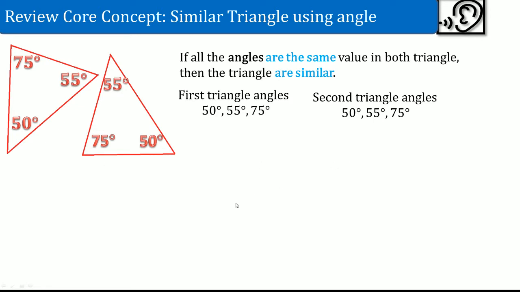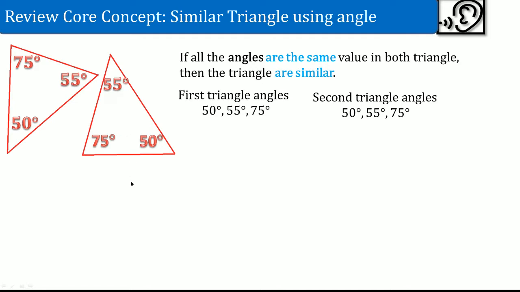So before you do 23 and 24, you have to look at the core concepts, okay? You notice that two triangles are similar, and here I'm only looking at the angles. If all the angles are the same values in both triangles, then you'll say the triangles are similar. So this is 50, 55, and 75 degrees, which is similar to this triangle, which also has the angles 50, 55, and 75.